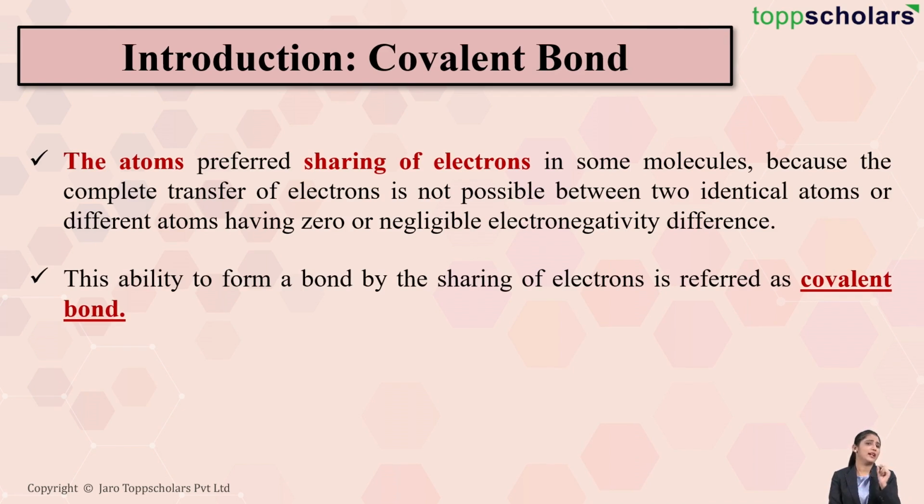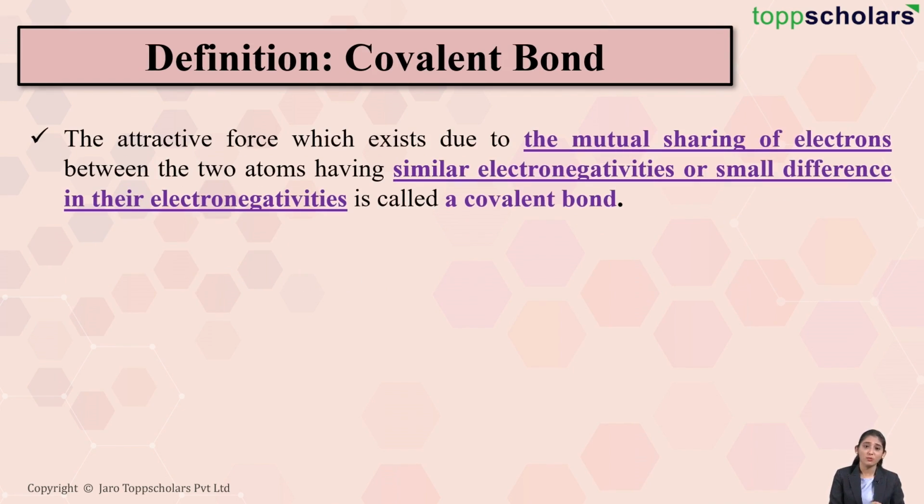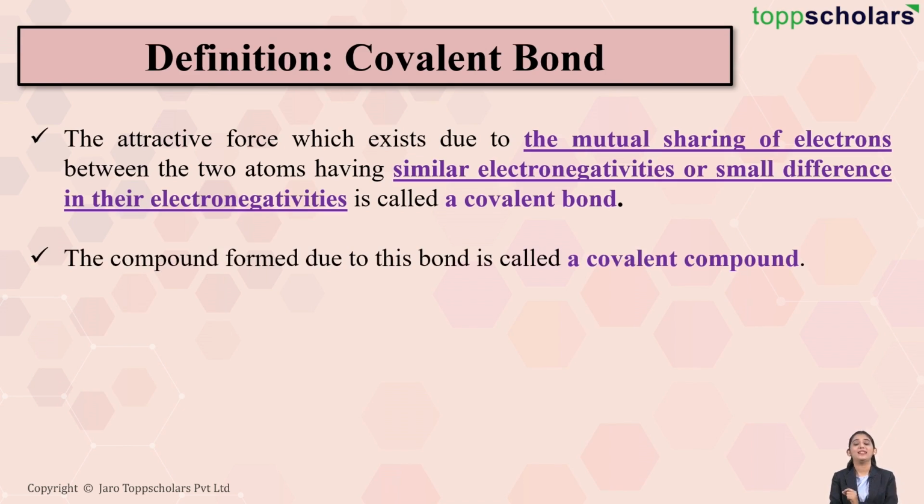So now we can define a covalent bond, right? A covalent bond is the attractive force which exists due to the mutual sharing of electrons between two atoms which have similar electronegativities or have small difference in their electronegativities. So compounds which contain covalent bond are called covalent compounds. Remember friends, compounds containing covalent bond are called covalent compounds.